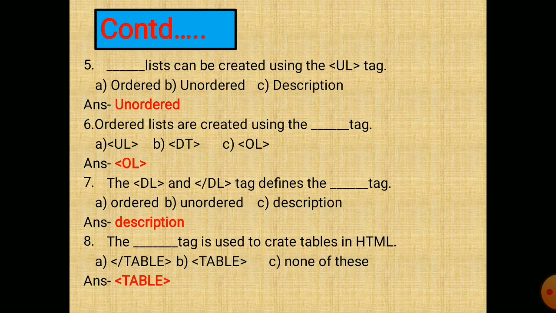Okay. Now the eighth one: the dash tag is used to create tables in HTML. Very simple. Which tag? You can see from the options. First one is for closing the tag. Second one is the opening tag. And C is none of these. But the answer is available here, so the B part is the correct answer: table. By using the table tag, we can create tables in HTML.